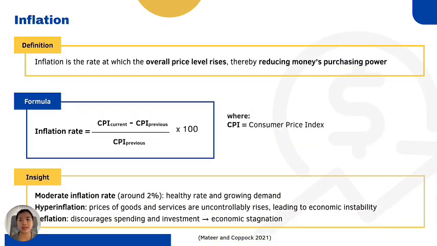So, moving on to the second indicator, inflation is the rate at which the overall price level rises, thereby reducing money's purchasing power. And this is the formula to calculate inflation. So, from the inflation rate, we can assess the economic conditions, in which a moderate inflation rate signals a healthy, growing economy. Hyperinflation, by contrast, is where prices of goods and services rise uncontrollably, leading to economic instability, while deflation discourages spending and investment, which often leads to recession.